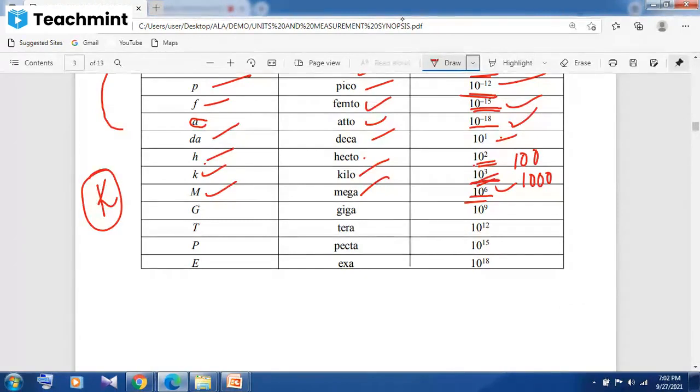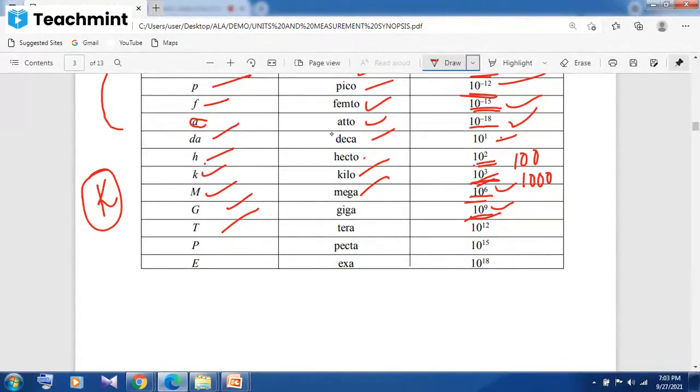Next is giga, GB, correct? 1.5 GB, gigabyte. Giga is of the order of 10 power 9. Suppose you are writing 1 gigameter, a very large length. Instead of writing 10 power 9, you can write 1 giga, represented by capital G. Like that, tera, like a 1 terabyte hard disk you might have come across. If you have a measurement of 10 power 12, a very large number, instead of writing 10 power 12 you can write tera. By writing just capital T, it is understood that it is of the order of 10 power 12.